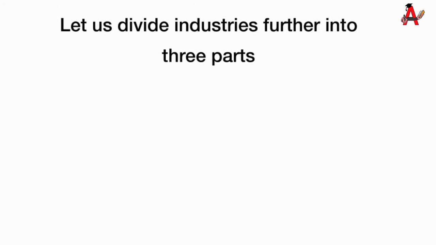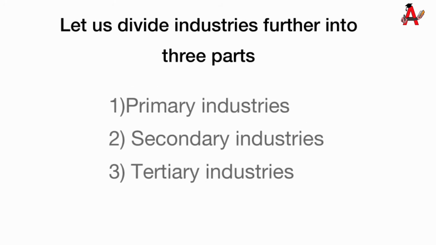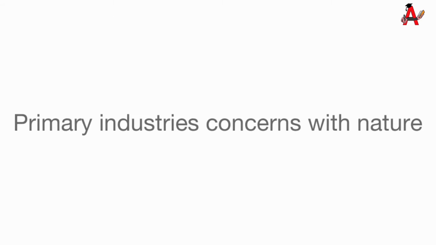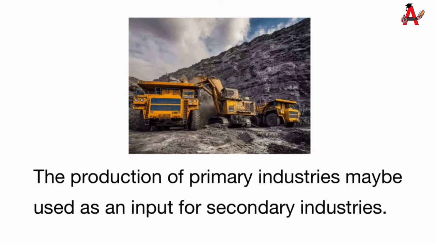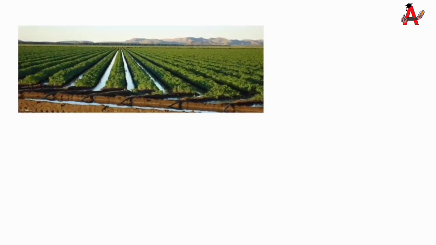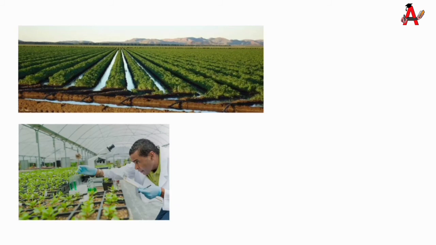Let us divide the industry further into three categories. That is the primary industry, secondary industry, and tertiary industry. Primary industry is concerned with nature. It is a nature-oriented industry. The production of primary industry may be used as an input for secondary industry. So, primary industry could involve agriculture industry, genetic industry, or extractive industry.